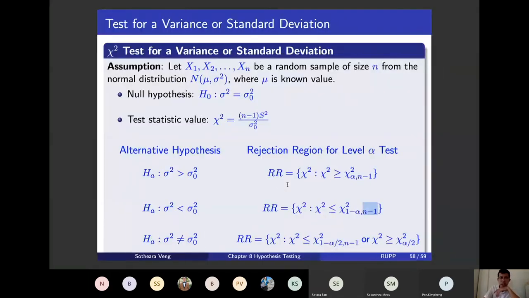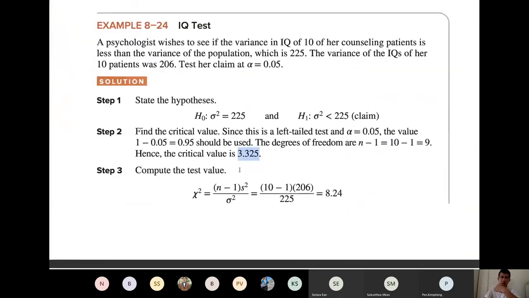And then this is your test value. You have to compute n minus 1 times the sample variance divided by the original value. That's why you have to compute this. N minus 1, 10 minus 1, and s square, we know that it is given. And divided by the original value, and then you come up with this.